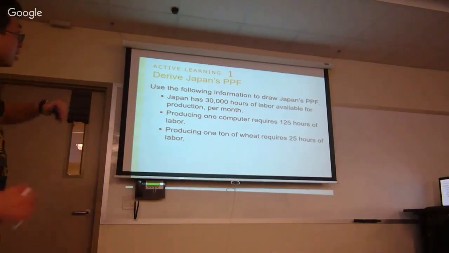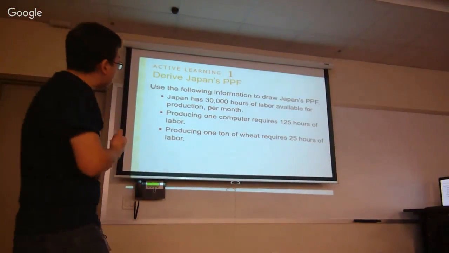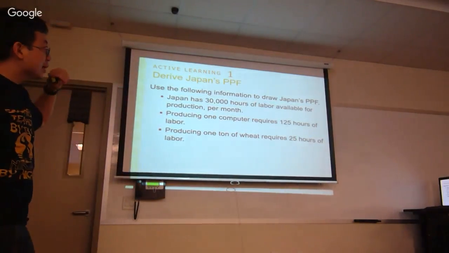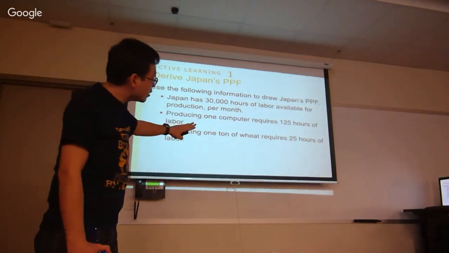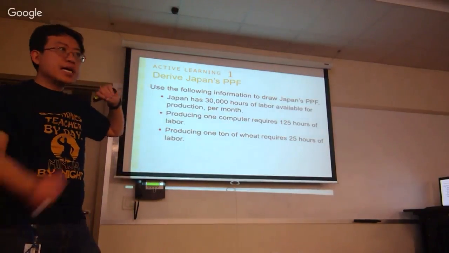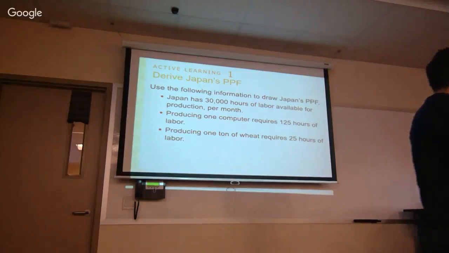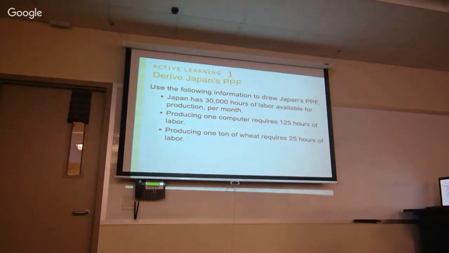So this is Japanese information. For Japan, they're going to have 30,000 mega hours, and every computer requires 125 mega hours, and every pound of wheat requires 25 mega hours. So guys, on your paper, try to draw the PPF for Japan. Put the wheat on the vertical and the computers on the horizontal. See what it is.